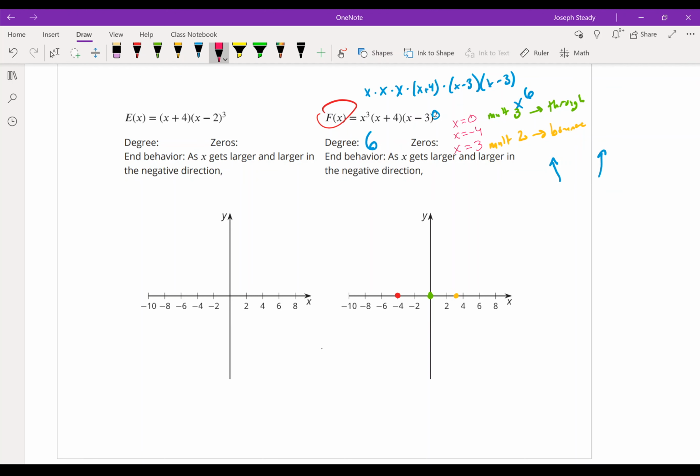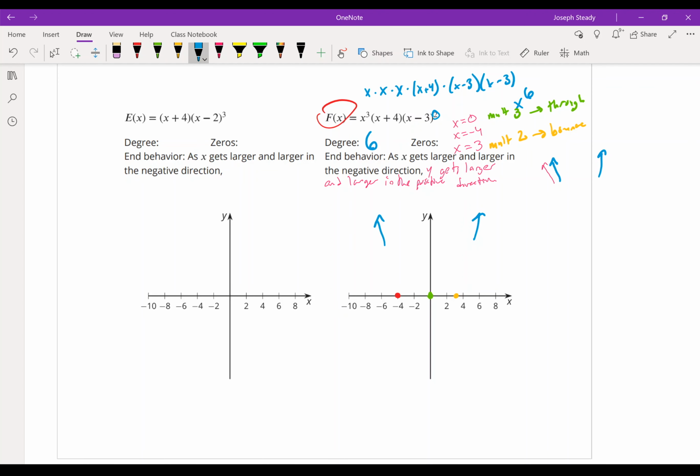which means if I write our sentence here, as x gets larger and larger in the negative direction, y is also getting larger and larger in the positive direction. Y gets larger and larger in the positive direction. So let's sketch this graph here. On the left side, we're going up, up, up. On the right side, we're going up, up, up.